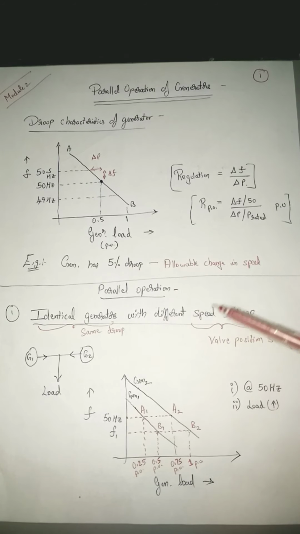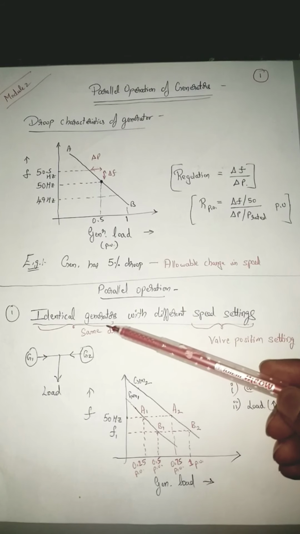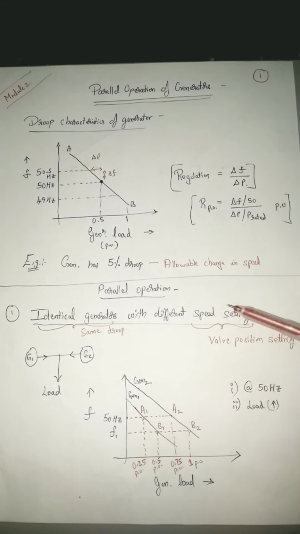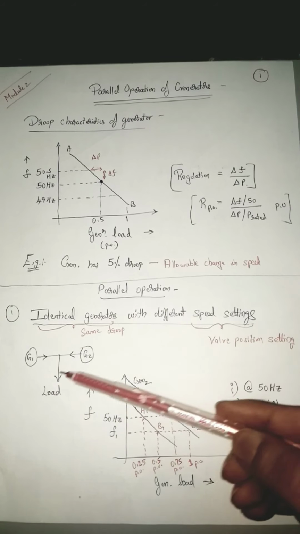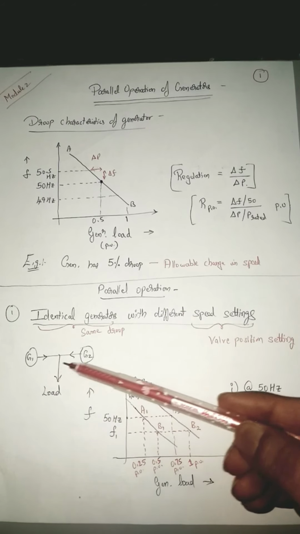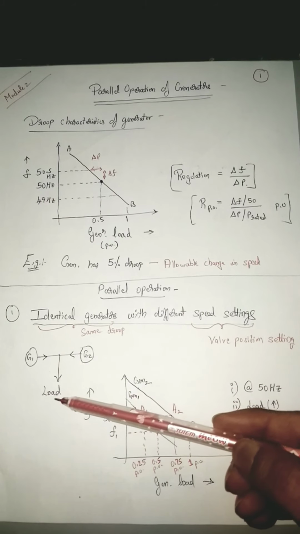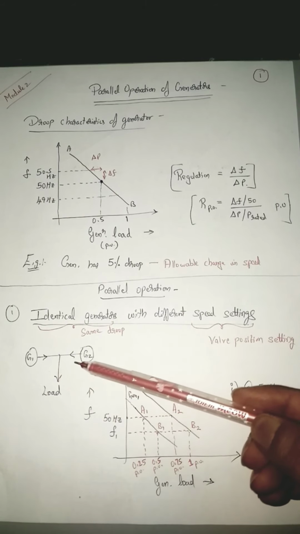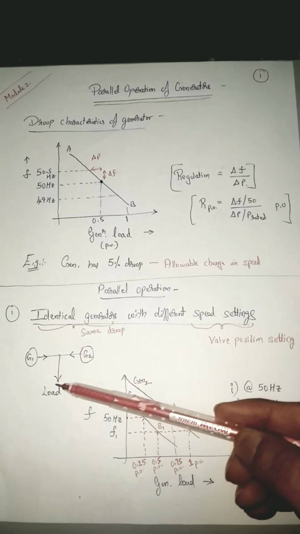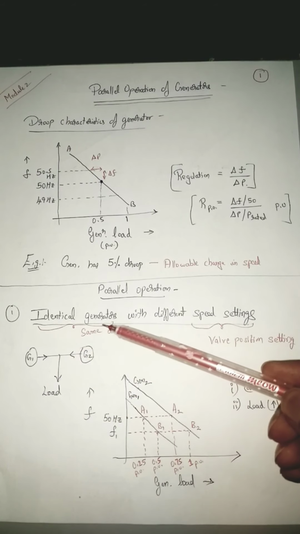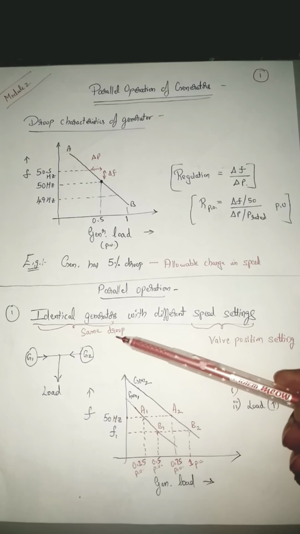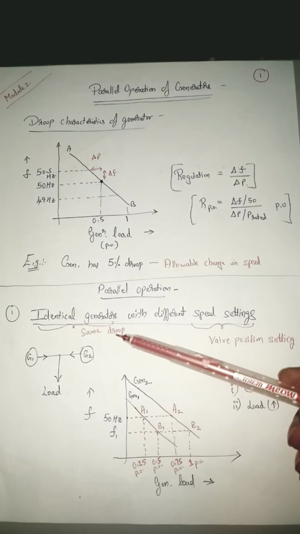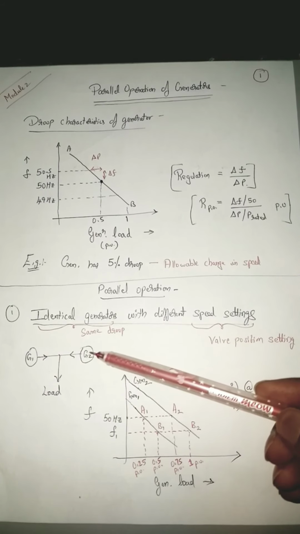In this there are two cases. The first case is identical generators with different speed settings. By identical generators we mean we have two generators, as you can see here, G1 and G2, which are serving the load demand. G1 and G2 are connected in parallel and together they are meeting the load demand. Identical generators means these two generators have the same droop characteristics. For example, it might be 5% droop or 3% droop or whatever. Both have the same droop characteristics.